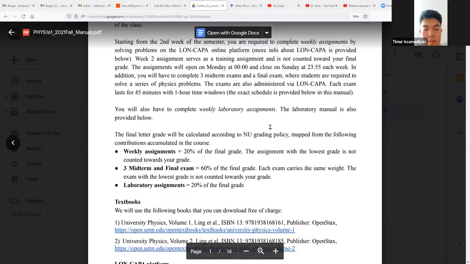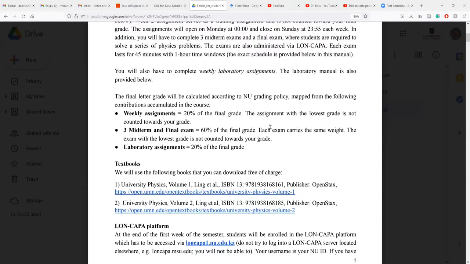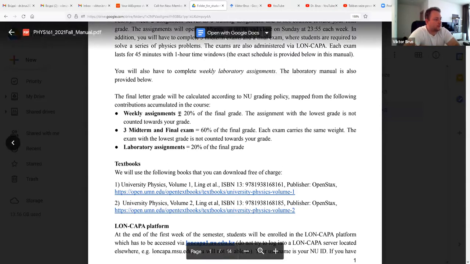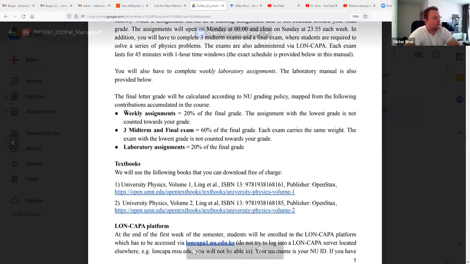Okay, so let us come back to the evaluation of your work, and based on what you will get your final grade, which is probably the most important part here. We will have, as we already mentioned, weekly homework assignments. You will get 20% of your final grade associated with this weekly assignment. It will be something around 10, 12 problems per week, which will be provided within Long Kappa, and you will need to solve them and provide answers within Long Kappa. This will be starting from second week. The first assignment during second week is a training assignment. Then all others will be evaluated.